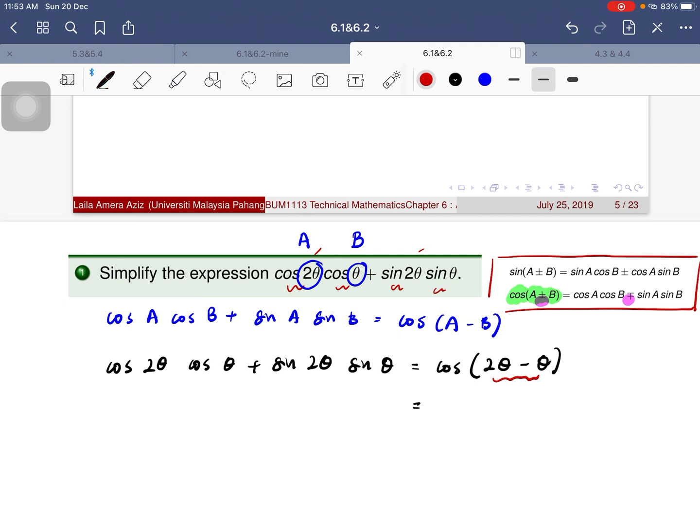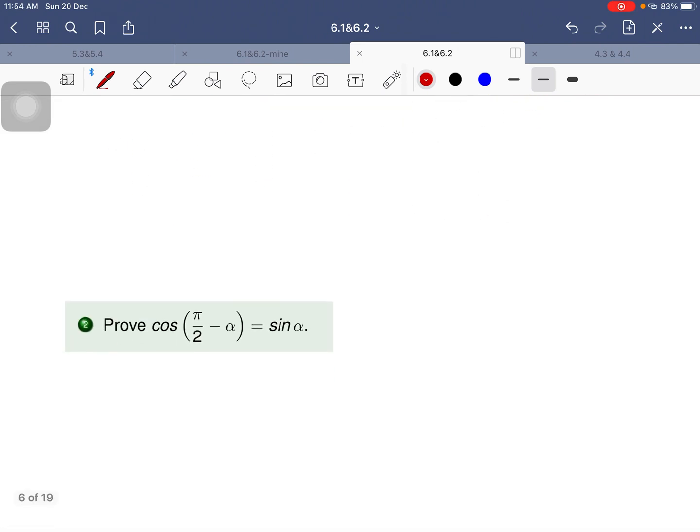And of course I can simplify whatever I have in the bracket right there and write this as cos of 2 theta minus theta, which is going to be theta. So that is the simplified form. Basically cos 2 theta cos theta plus sine 2 theta sine theta can be simplified to cos of theta. That's it. So that is the first example. It's a very simple one.